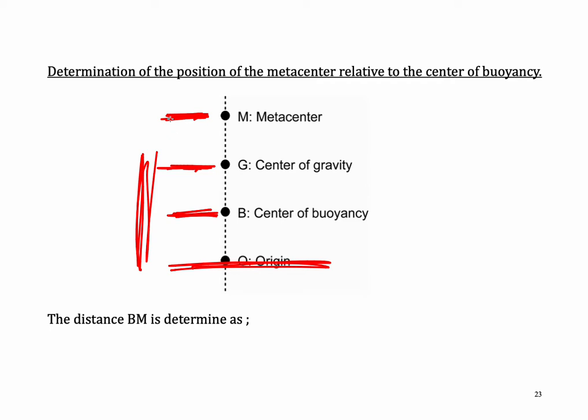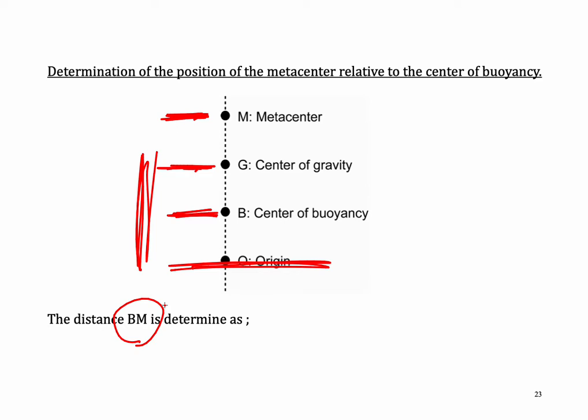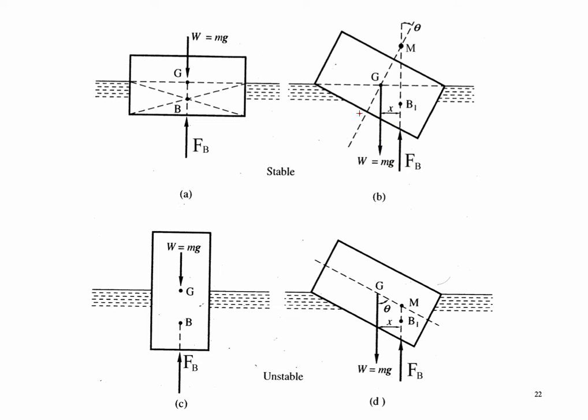So for the terms GM and BM, for example, we have a BM here and a GM here. The GM and the BM are actually vertical distances. BM means the vertical distance from point B to point M, and GM means the vertical distance from point G to point M. To determine the distance, you just calculate like this.